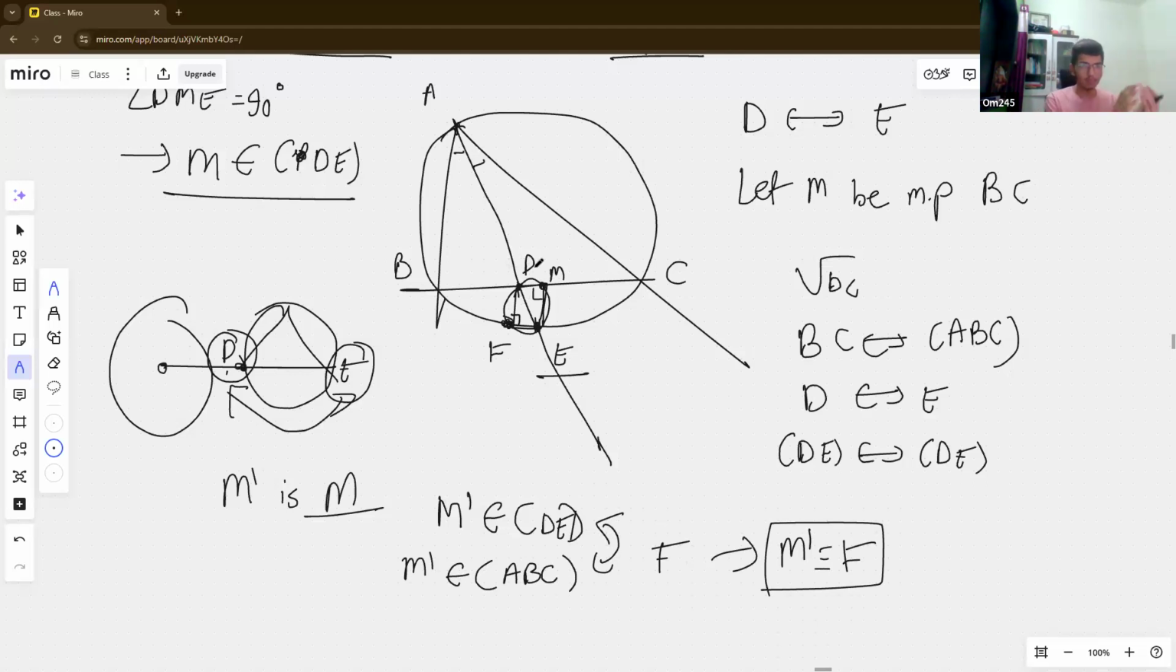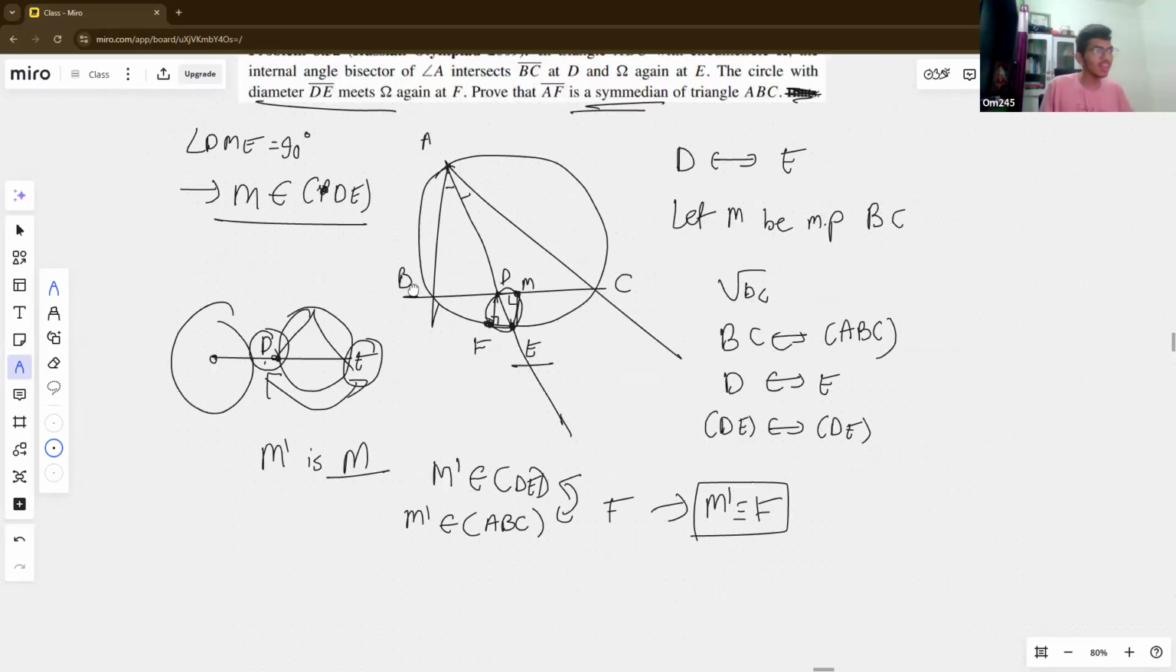And as the definition of root BC inversion is reflection about the angle bisector, AM is the reflection of AF. So AF is the median. Tada. Do you guys get it?